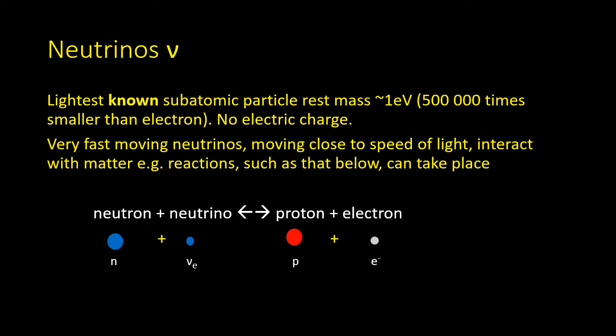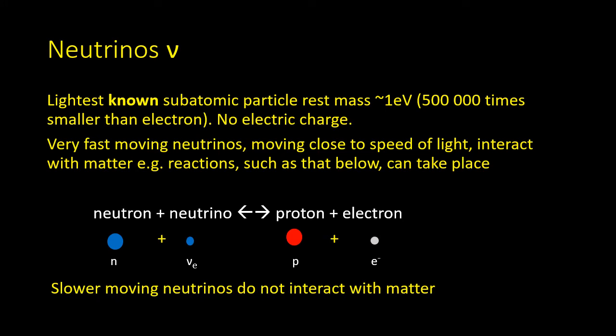Neutrinos are the lightest known subatomic particle, 500,000 times lighter than an electron. They have no electric charge. Very fast moving neutrinos, moving close to the speed of light, have so much energy that they can interact with matter, such as a neutrino can smash into a neutron and convert it into a proton and electron, or the reaction can go the other way. Slower moving neutrinos, because of their low mass, don't interact with ordinary matter.